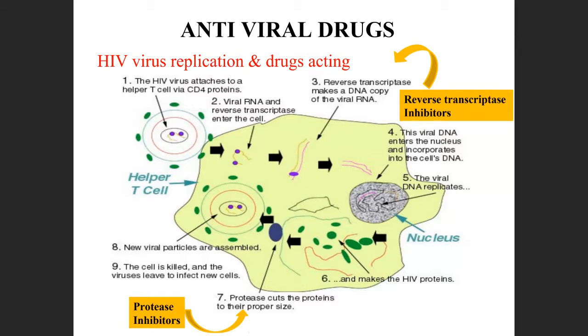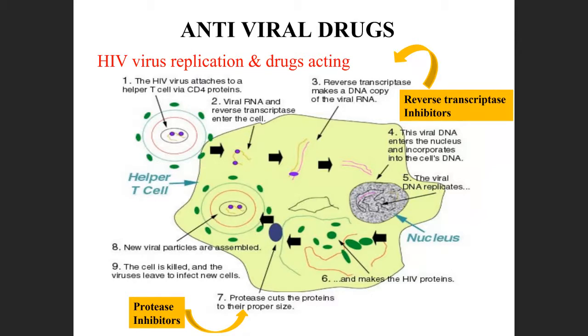In the middle, we will see how the drugs are acting on different stages of this viral replication. First, you can see here the HIV virus attaches to a helper T cell. A helper T cell is one of the types of WBCs responsible for the immunity of the body. The virus gets attached to this T cell through proteins known as CD4 proteins. When it gets attached, the viral RNA and the enzyme reverse transcriptase slowly enter the cell, getting incorporated into the human cell.